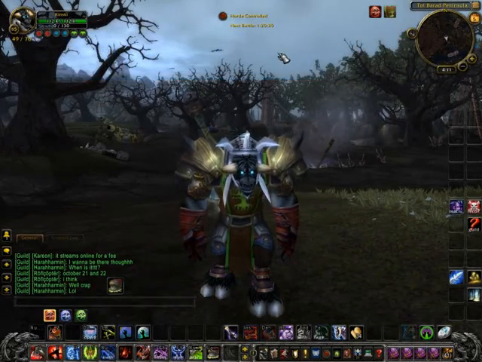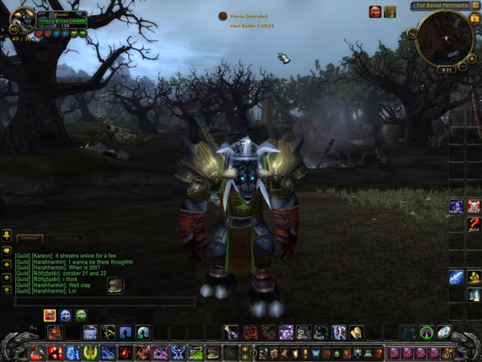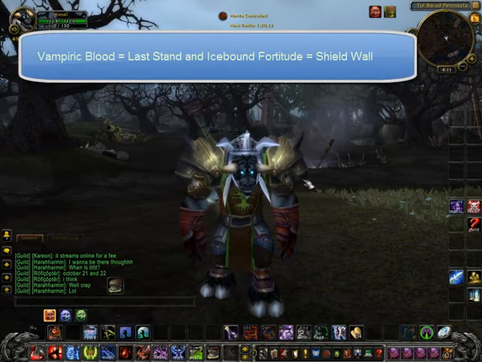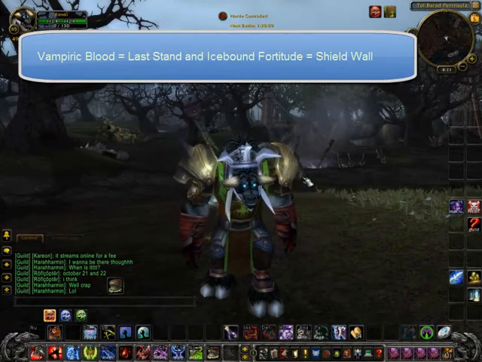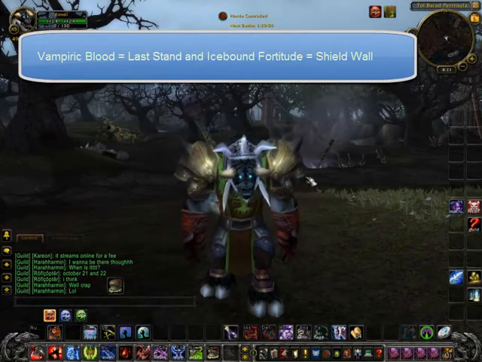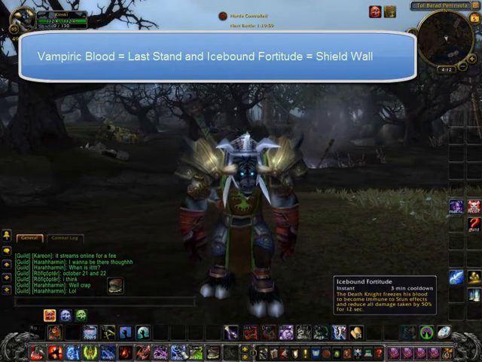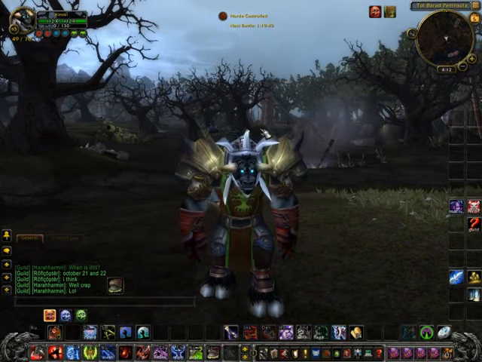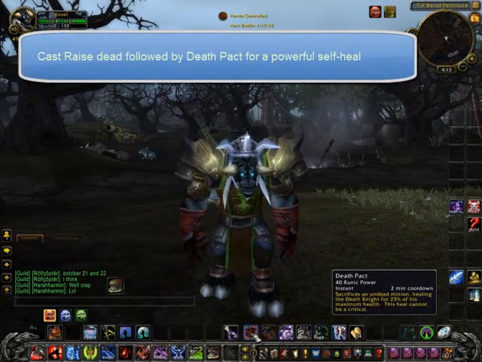Let's focus a little bit of time discussing survival abilities that you can use as a Blood Death Knight. It's important to understand that Vampiric Blood is sort of like the equivalent of a Warrior's Last Stand ability in that it increases your health for a brief period of time. Also, Icebound Fortitude is the equivalent of a warrior's Shield Wall, in that, as you can see from the tooltip, it reduces incoming damage.